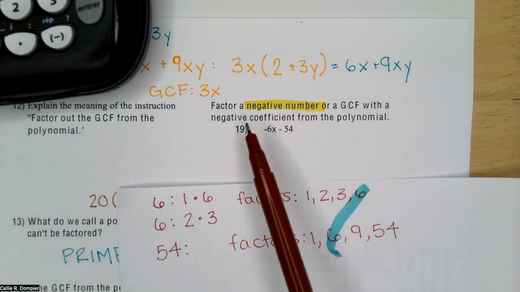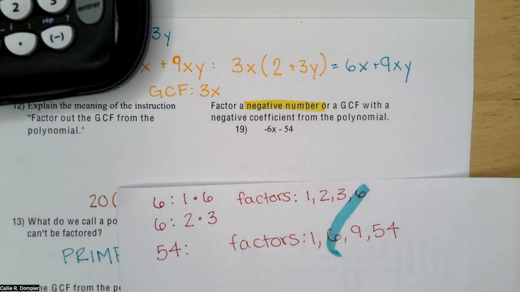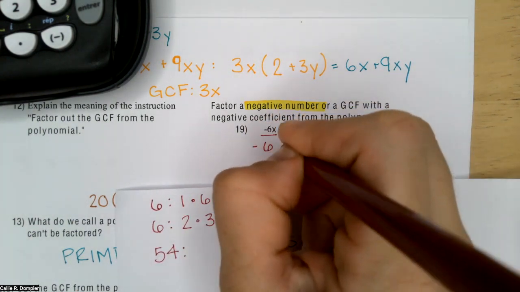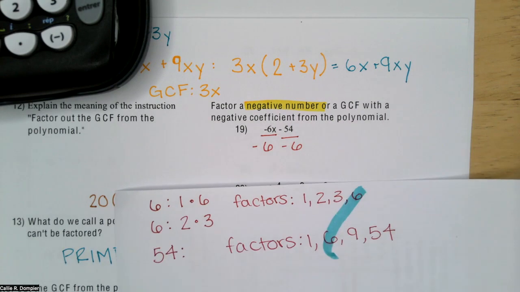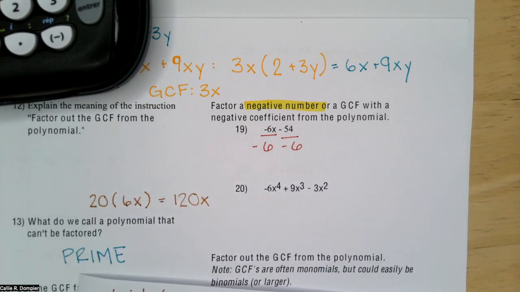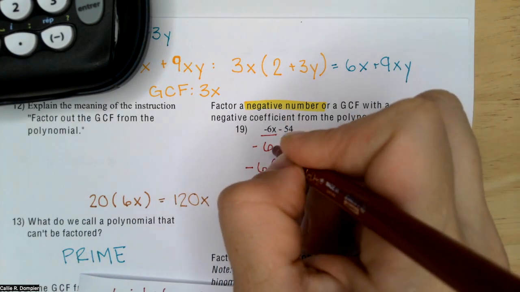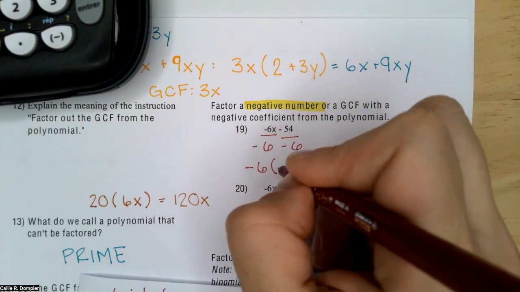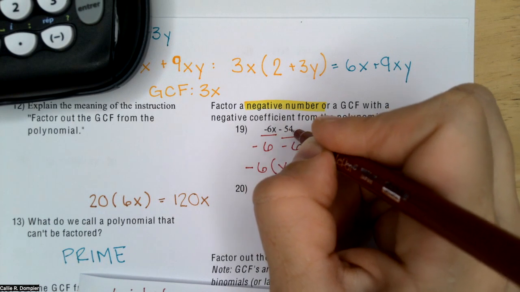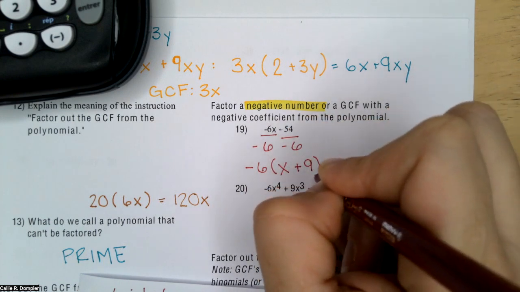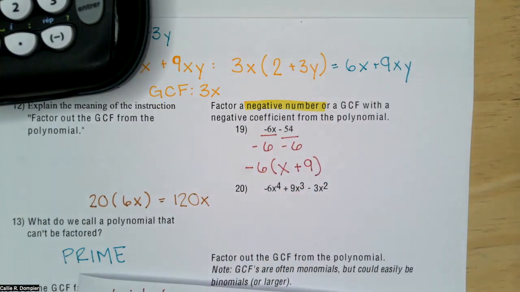because this is a negative 6x and a negative 54. We're going to make that a negative greatest common factor. So we're going to factor out a negative. Negative 6x divided by negative 6. A negative divided by a negative becomes a positive. Negative 54 divided by negative 6, we said is 9. So it's not going to be minus 9. It's going to be plus 9 because a negative 54 divided by negative 6 is a positive number.